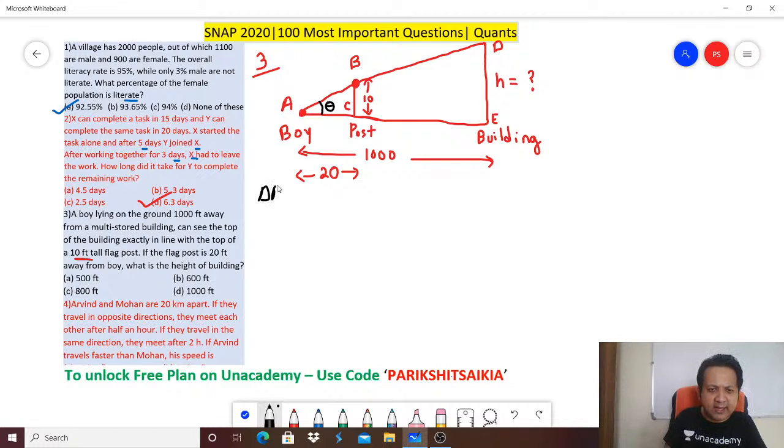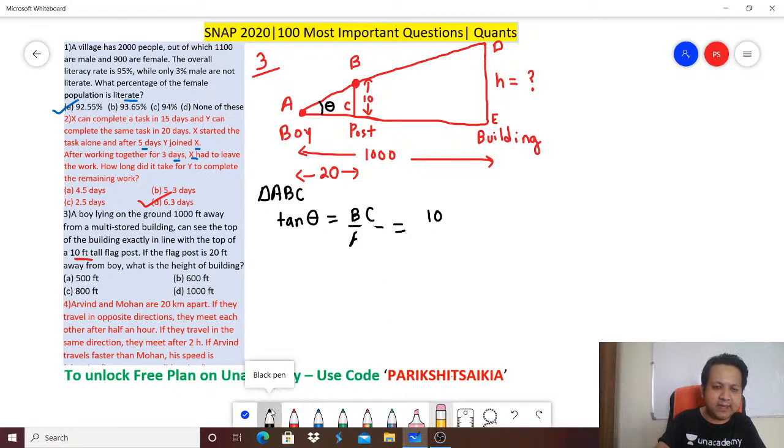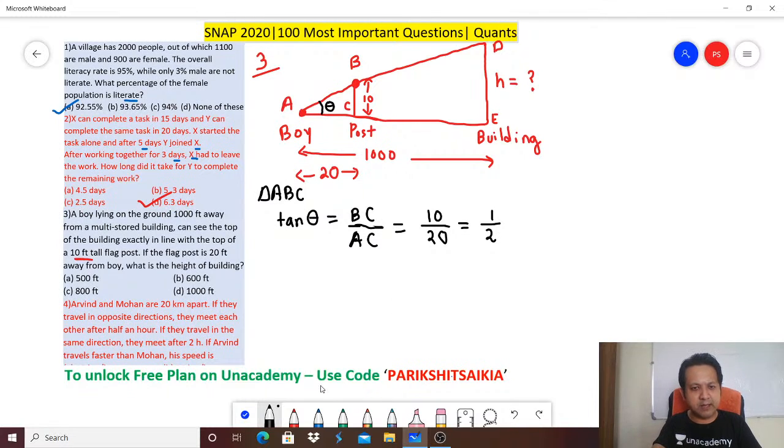So in triangle ABC, can I say tan theta is equal to perpendicular by base, right? So basically BC divided by AC. How much is BC? It is 10. How much is AC? AC is 20. So can I say tan theta is equal to half? No doubts up till here?